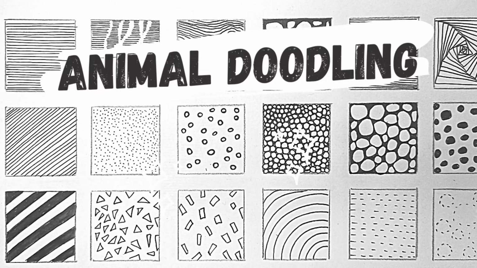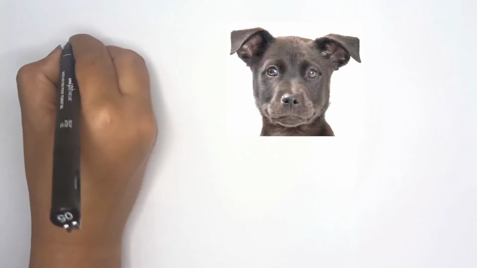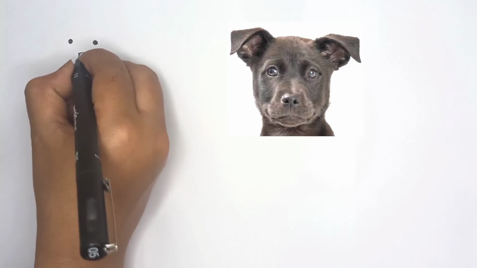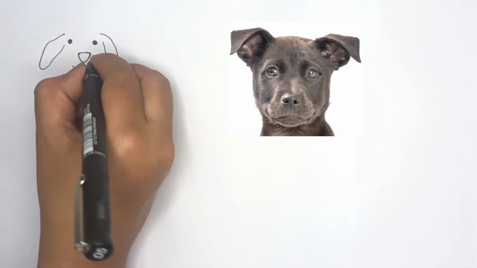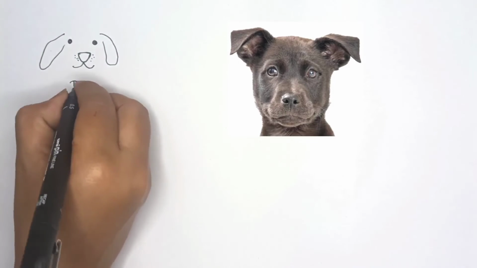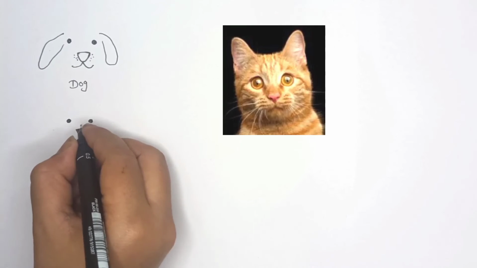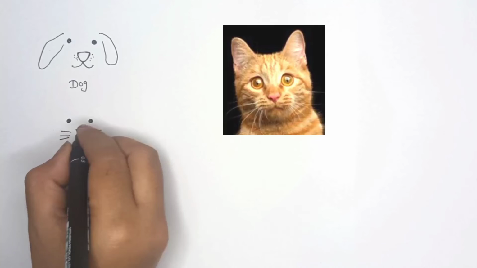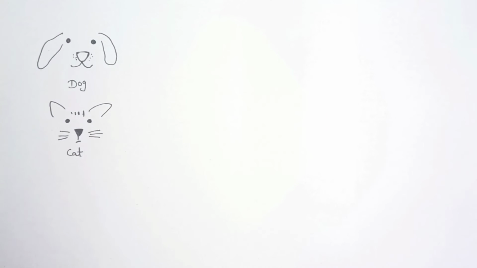Today we are learning animal doodling, starting with features and faces of animal. Whatever animal we are starting with, we need to capture features of that animal. Here simply just capturing shape and feature of eyes, nose and ears. Similar way, we need to capture things needed and practice to draw features of other animal.